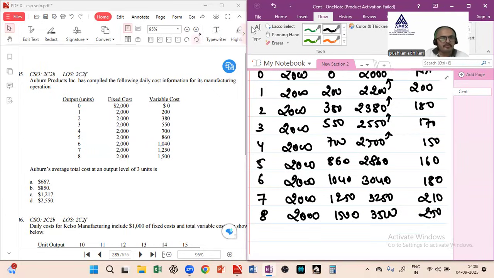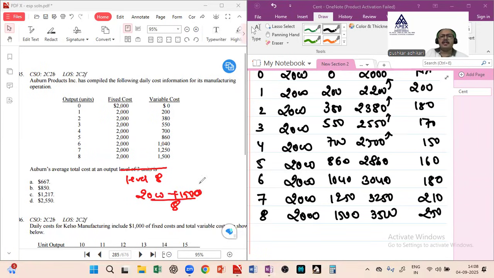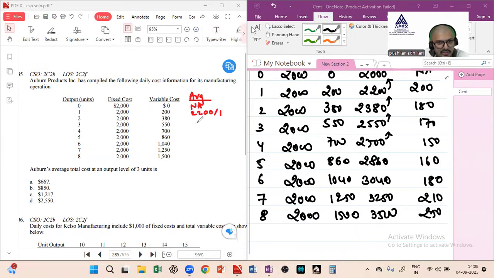If somebody says, change the question, calculate for level 8, then for level 8 it is simply 2000 plus 1500, divided straight away by 8. So I have the ability to calculate the average cost for each of these. Please pay attention over here. The average cost for the first one is not applicable. For the next, it's 2200 divided by 1. Then 2380 divided by 2. Then 2550 divided by 3. Then 2700 divided by 4. Then 2860 divided by 5.